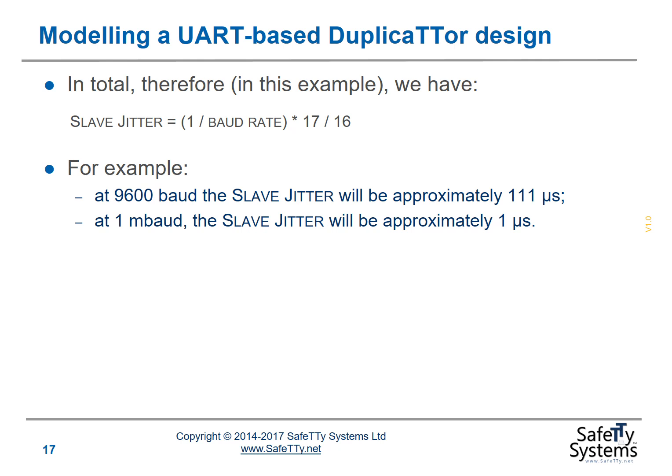In total, therefore, in this example, we have slave jitter equals 1 over the baud rate times 17 over 16. For example, at 9600 baud, the slave jitter will be approximately a little over 100 microseconds. At 1 megabaud, the slave jitter will be approximately 1 microsecond.